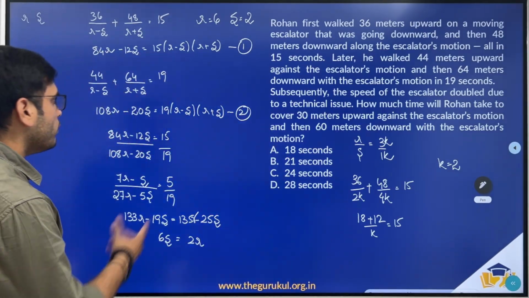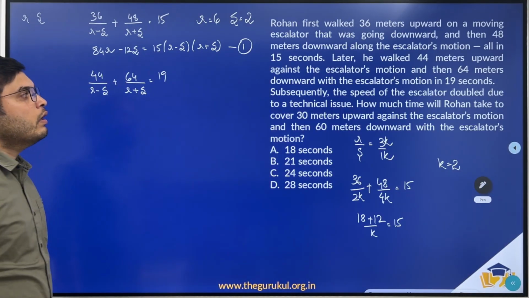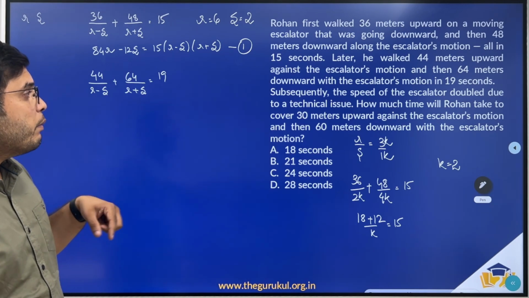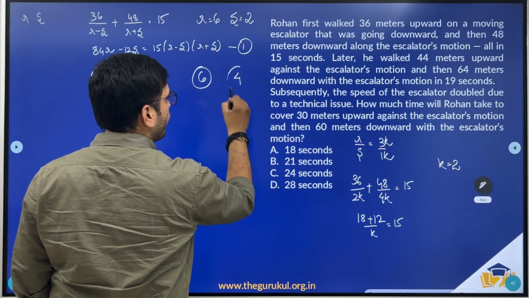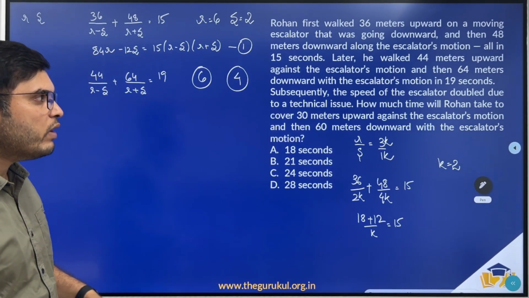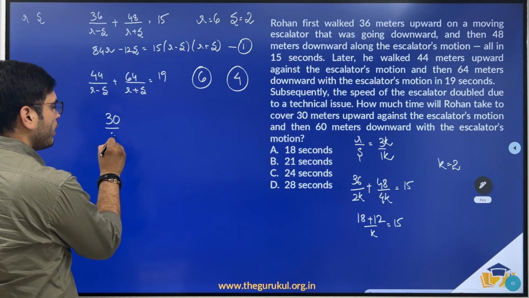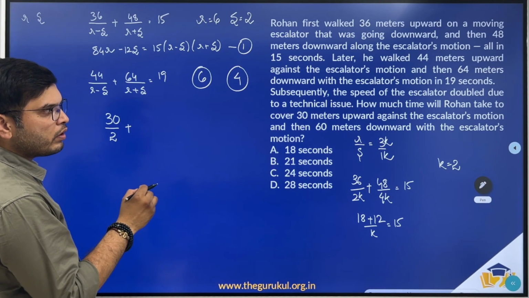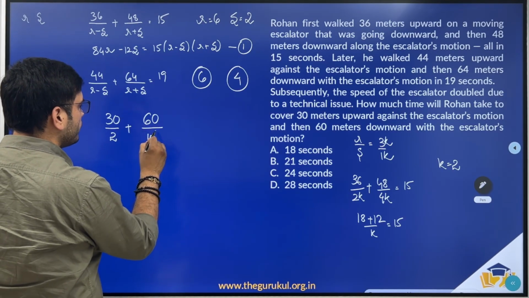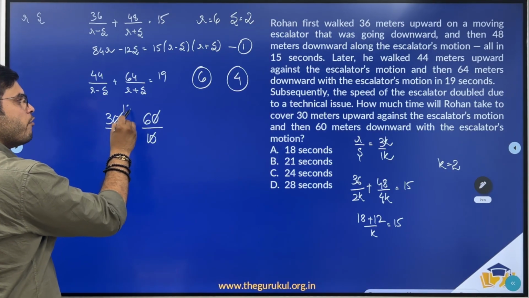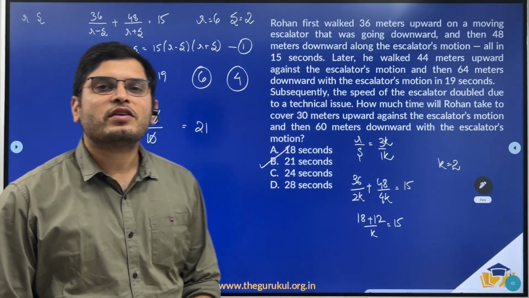Now once you have that, I'm just erasing this part. Now the speed of the escalator doubled due to the technical issue. So Rohan's speed is 6 only, whereas the escalator speed is 4. Then how much time will Rohan take to cover 30 meters upward? So 30 by 2 plus 60 meters downward, 60 by 6 plus 4, 10. So this is 15 plus 6, which is 21 seconds. Hence option B should be the answer to this question.